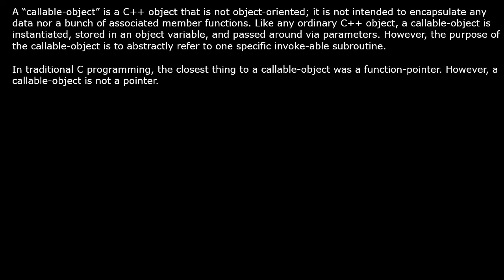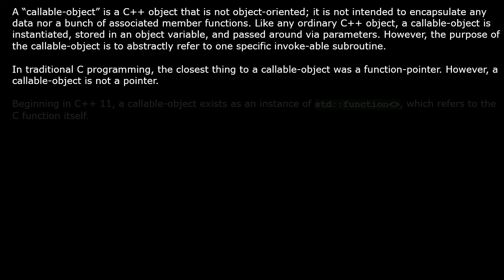In traditional C programming, the closest thing to a callable object would have been a function pointer. However, a callable object is not a pointer. It doesn't point at a function or anything else for that matter. A callable object is an object. So it gets instantiated, stored in an object variable, and passed around via parameters.